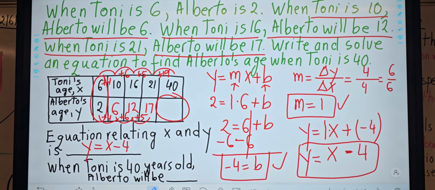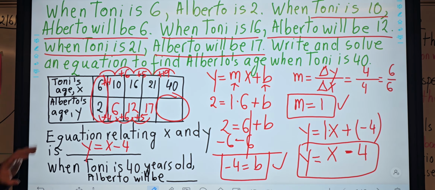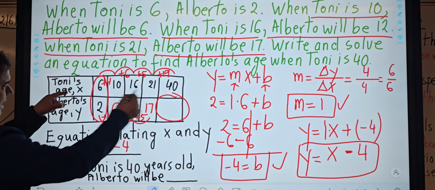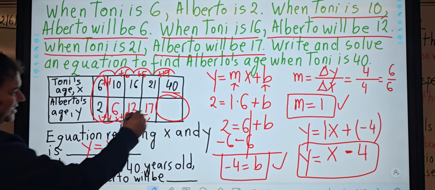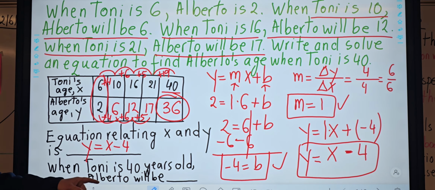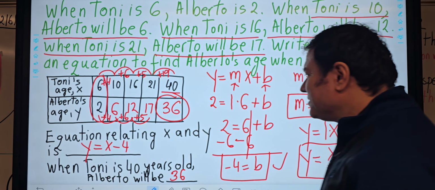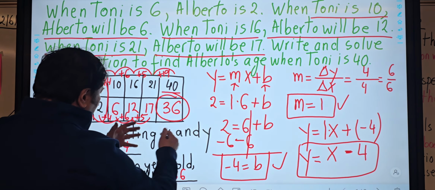And now let's see if we can get the answer. So our y, this is going to be our y, the bubble, equals x, right? In our case, it's 40. 40 minus 4 is 36. So when Alberto's friend is 40 years old, Alberto will be 36 years old. Okay?